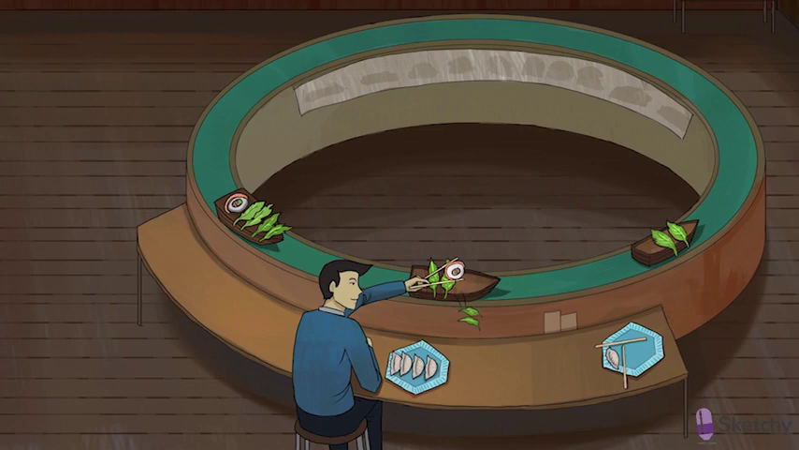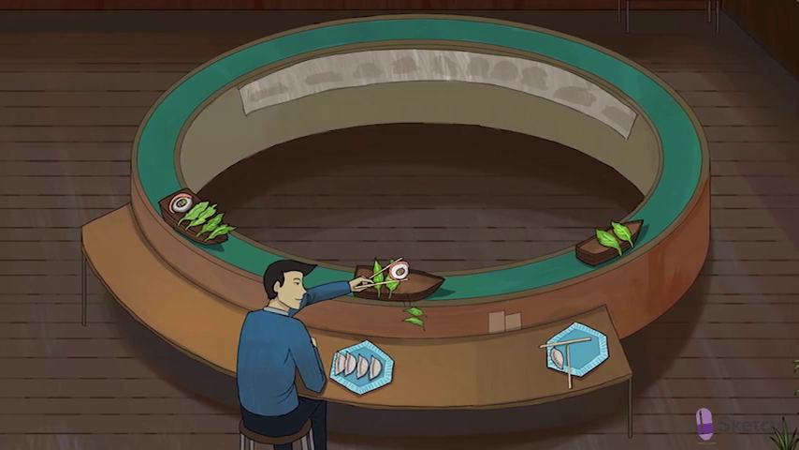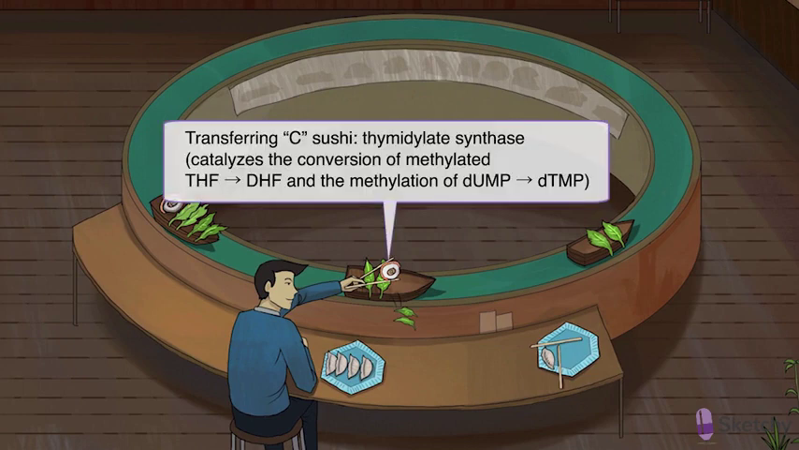At Sketchy, we represent folate with foliage. So in this scene, tetrahydrofolate is represented by a boat with 4 leaves, probably some mizuna or something. And that C-shaped sushi represents the carbon available for donation. As the boat floats by, the customer dining on those DUMP dumplings transfers over that carbon sushi to his plate, inadvertently knocking off 2 of the folate leaves as well. Thus, tetrahydrofolate is converted to dihydrofolate and DUMP is methylated to DTMP. This whole process is catalyzed by thymidylate synthase.